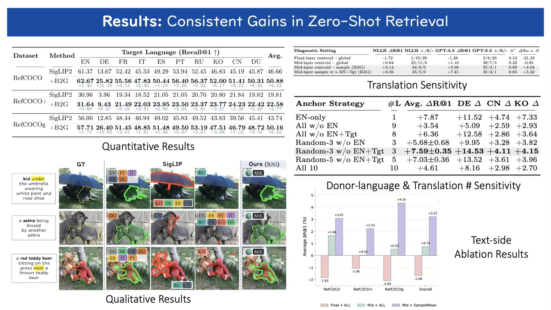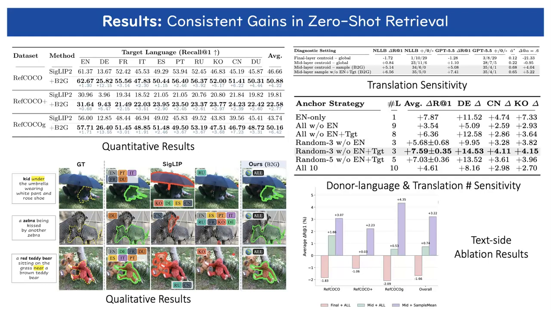Qualitatively, the baseline fragments the same query into different masks per language, whereas B2G collapses them into one consistent prediction denoted as the alt tag. The translation sensitivity table on the right top side indicates that our B2G is effective regardless of the translation system, whether it's NLLB or GPT. Our donor language analysis shows no single anchor is universally the best, and the number of languages does not matter.